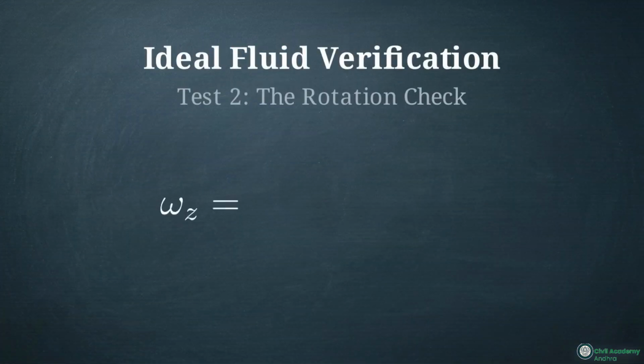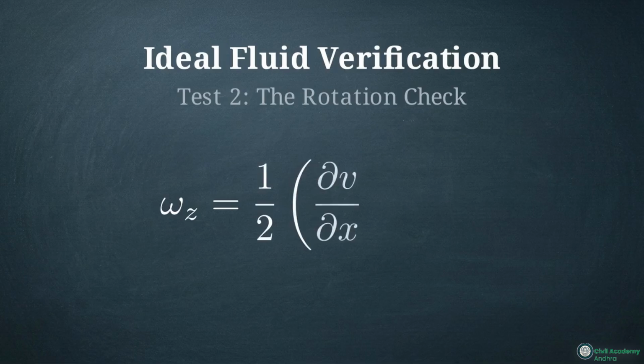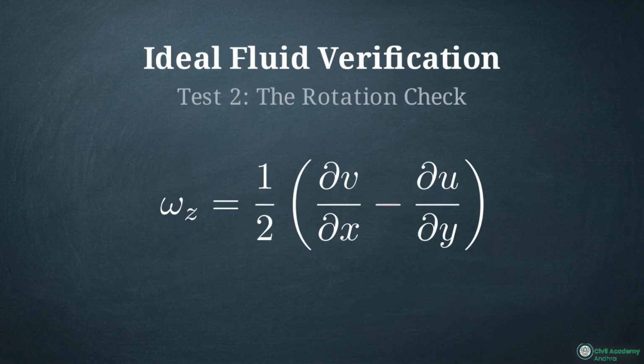We apply the 2D rotation formula, taking 1/2 of the partial derivative of v with respect to x, minus the partial derivative of u with respect to y. Watch out for this negative sign. It is the most common place to make an algebra error on the exam.